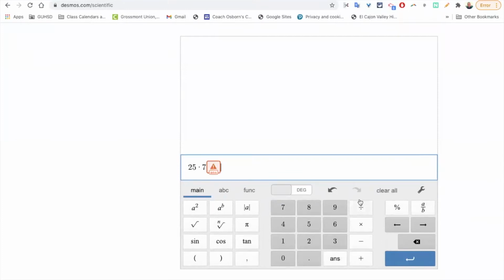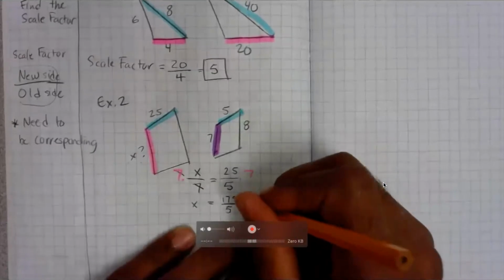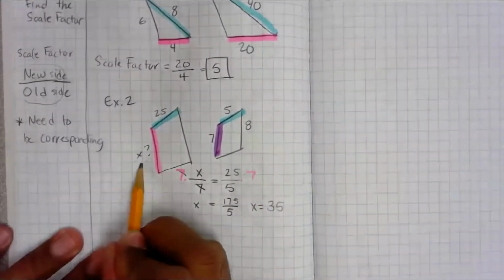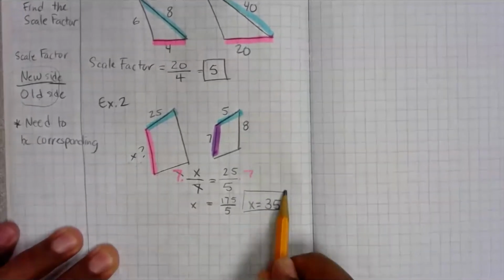So I'm going to hit answer. Wait, no, I don't want that. So 175 divided by 5, you get 35. So X equals 35. So that's what this side is. The missing side is 35.